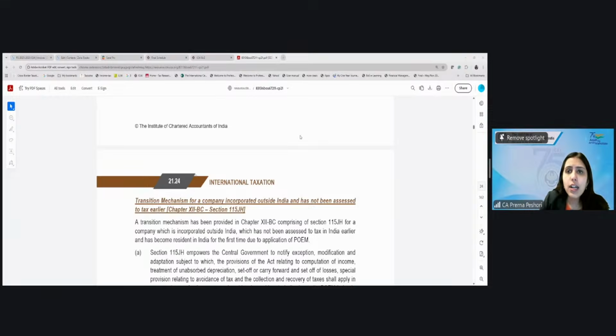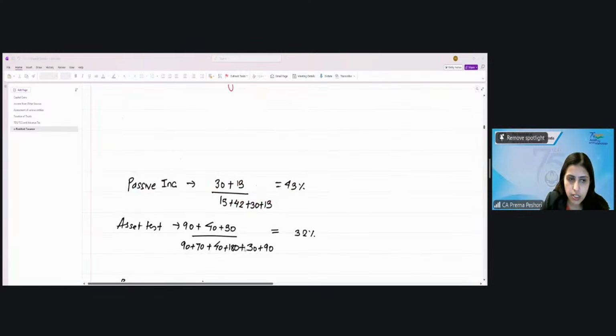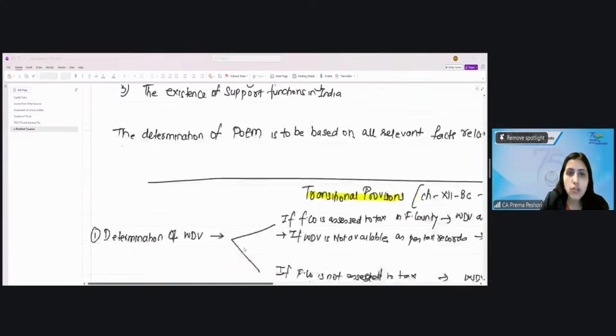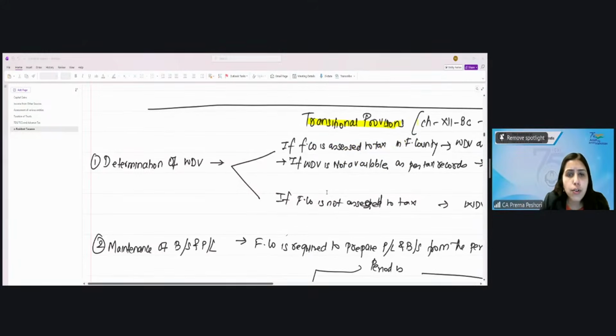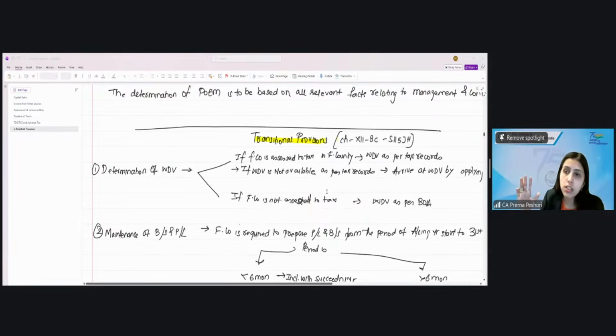Now, once a company has a POEM in India, it becomes a resident in India. So in that particular case, it will have to comply with the Indian regulations. Yes or no? So how do you determine, first of all, for the depreciation, the WDV? Because now you will be assessed on your total income, which is a global income, right? Because now you are a resident of India. So obviously we'll allow you the depreciation.